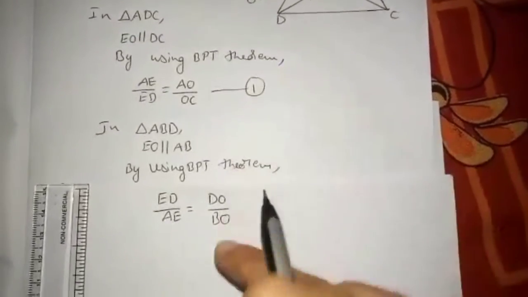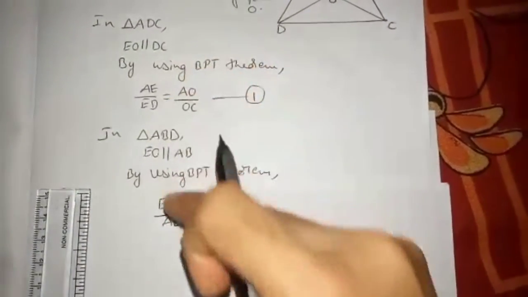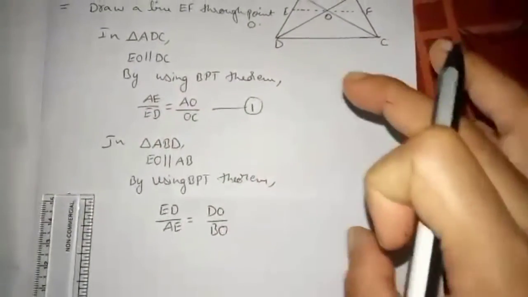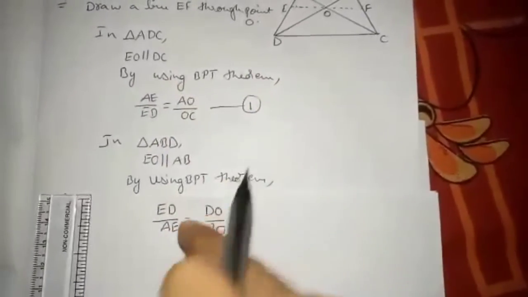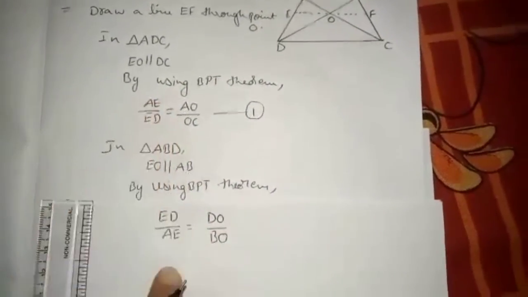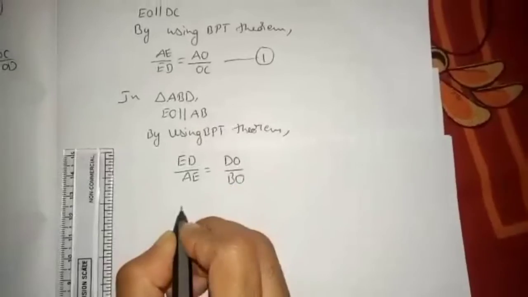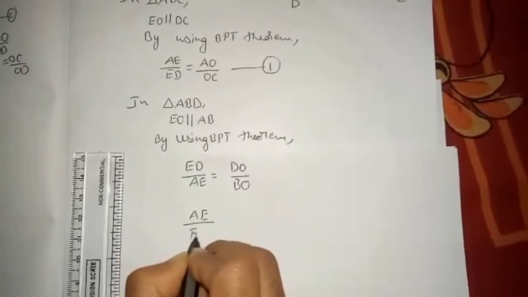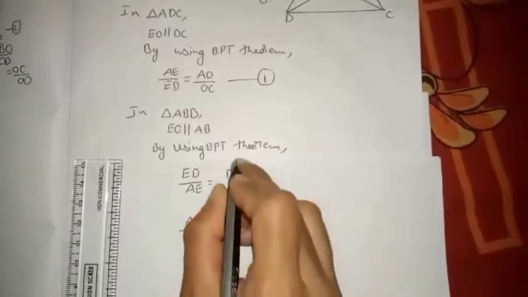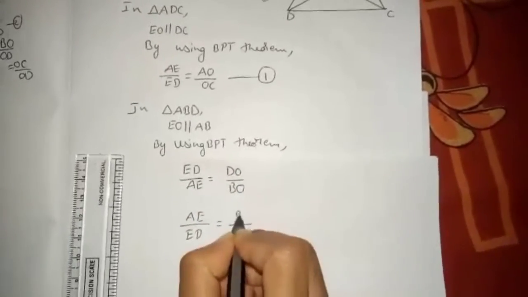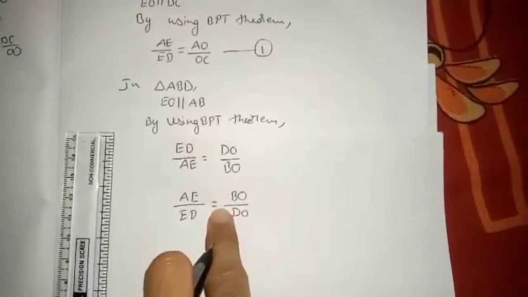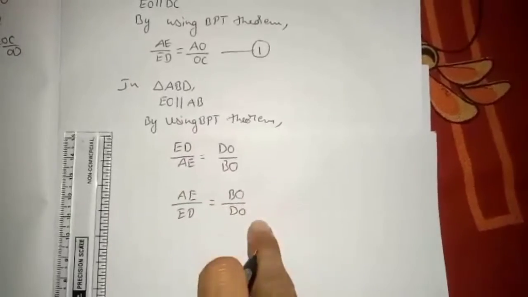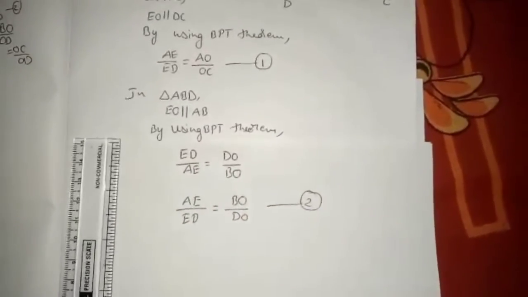Now see the first equation and this one. AE and ED are there. We have to make the two equations get one side equal. These are the same, AED, but this is up and down, so we'll reverse it. AE by ED is equal to BO by DO, since DO comes down and BO goes up. Take this as equation 2.